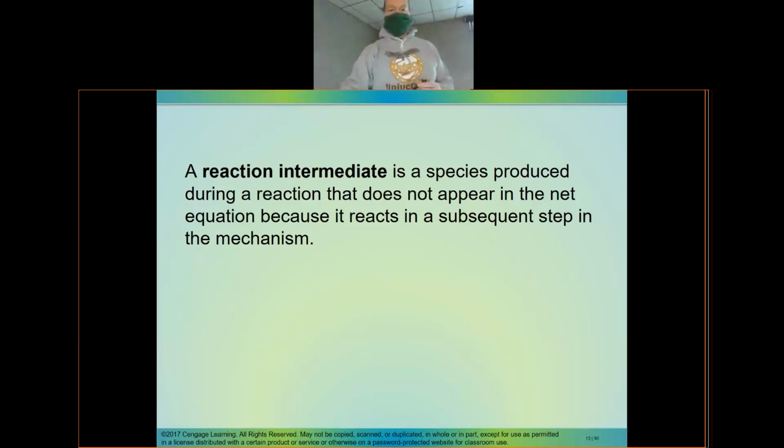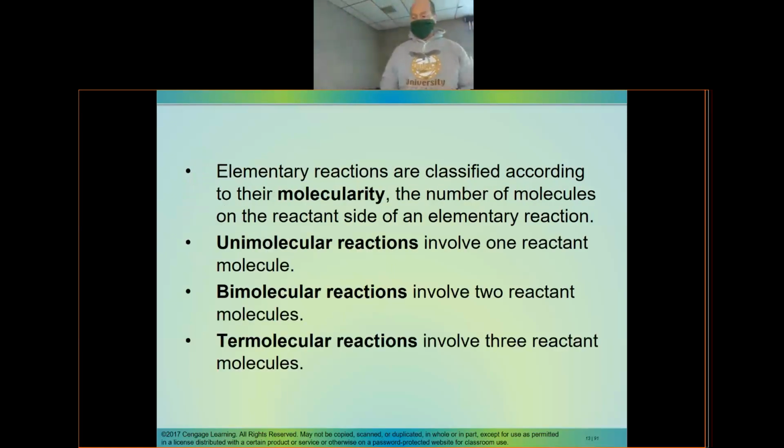So you need to know the difference between a reaction intermediate and a catalyst, and we will go through a bunch of examples for that. Elementary reactions also have a molecularity, which is the number of molecules on the reactant side. When you have step 1, step 2, step 3, you can be asked, what is the molecularity of step 1? What's the molecularity of step 2?